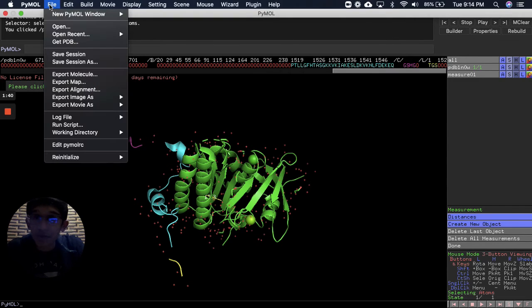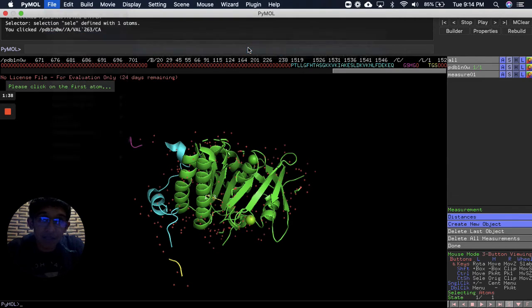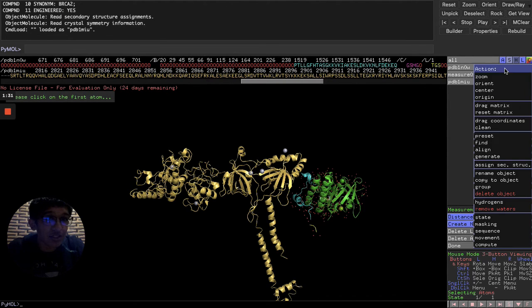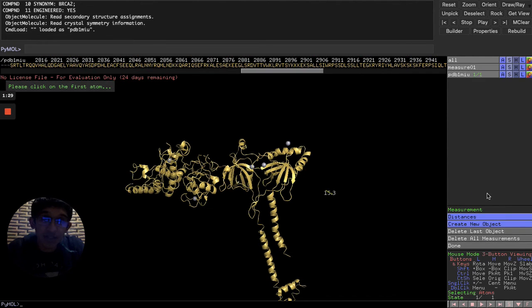Let's switch over to another protein, for instance. Let's look at the MIU protein. Okay, so there are 2 proteins over here. As you can clearly see, the MIU protein is definitely bigger. So let's delete this object. Okay, here it is, and we have this measurement over here. I'm going to get rid of this too. Okay, so we have this protein again.